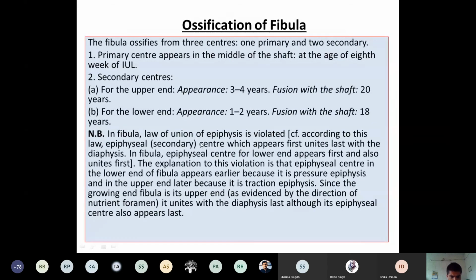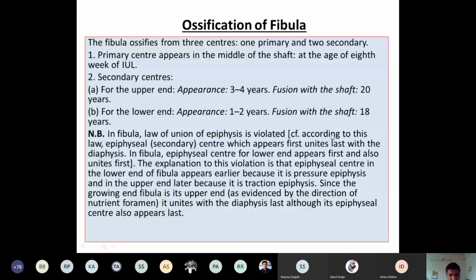This fibula ossification is important because it violates the law of ossification. Okay, what is this violation? You can read here: in the fibula, the law of union of epiphysis is violated. Law of union of epiphysis violated. What is the meaning of this?